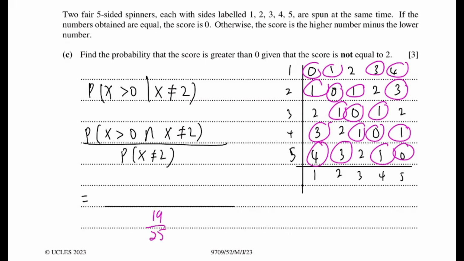Then more than 0 and not equal to 2. So basically it's everything except for 0, right? So the answer will be... wait, let me erase one first. Okay. So it means it will be 14, right? 14 over 25. So the answer will be 14 over 19. Done.